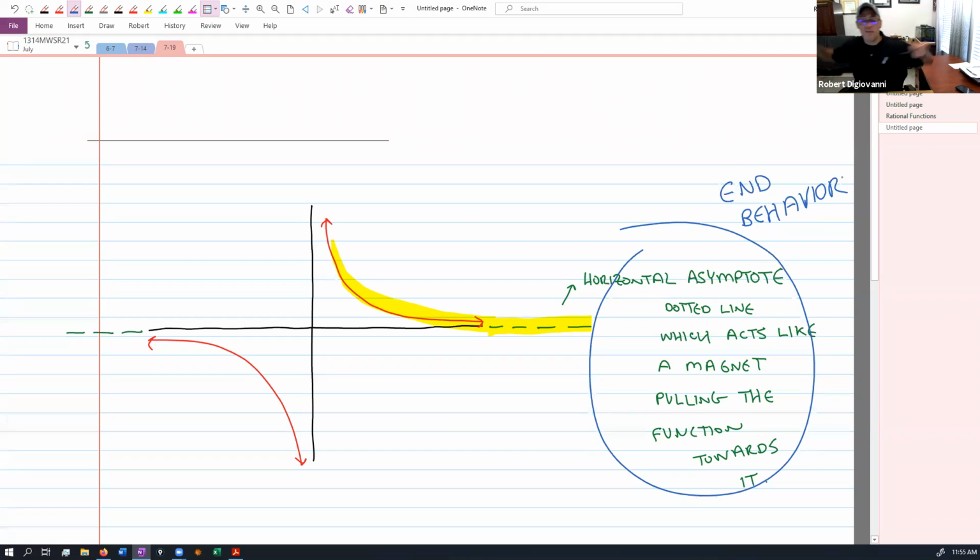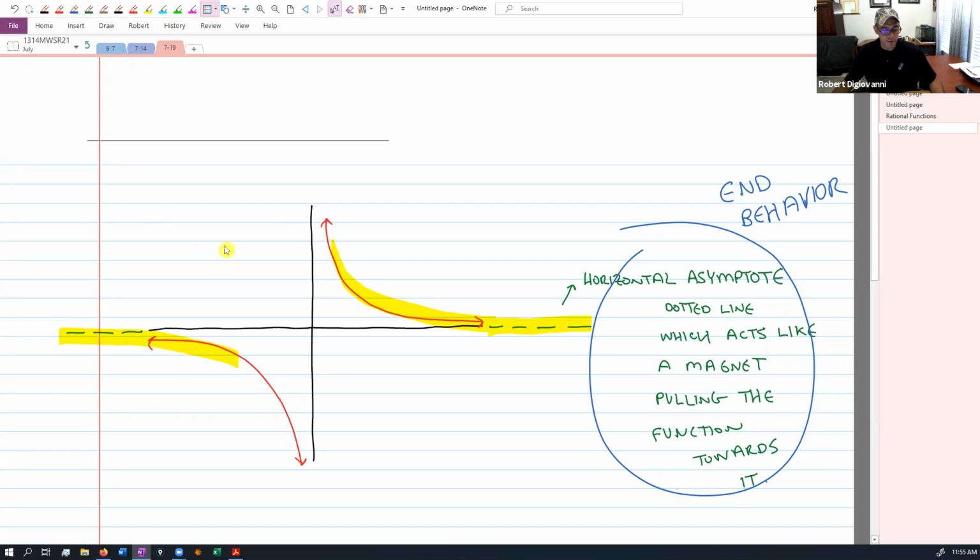It only tells you what's happening at the ends. Here, it's getting pulled to the left. The function is getting pulled towards that dotted line. Do you understand the basic idea of a horizontal asymptote? It gives you what's happening at the ends and it pulls your graph towards it.